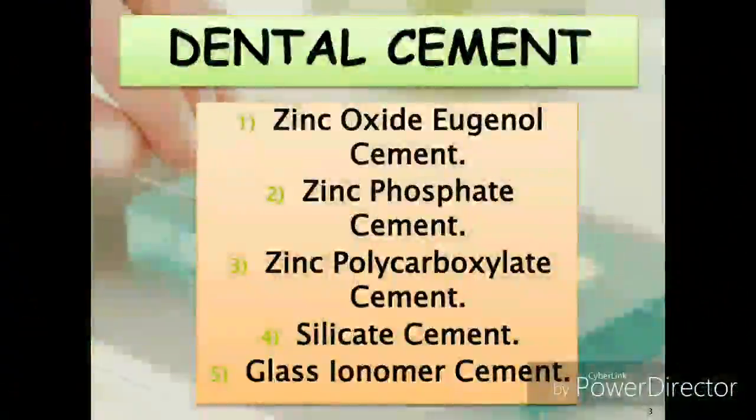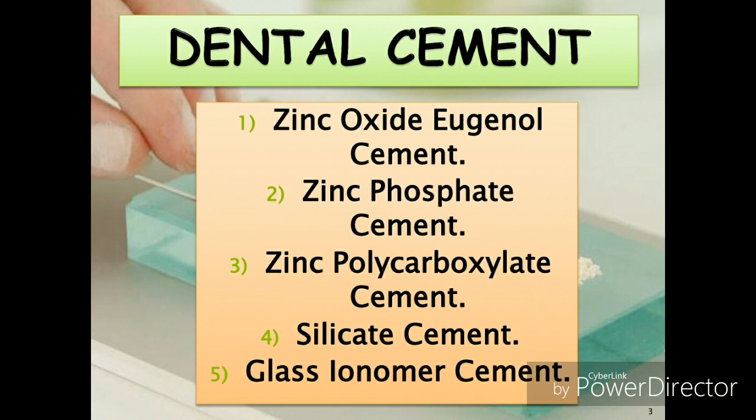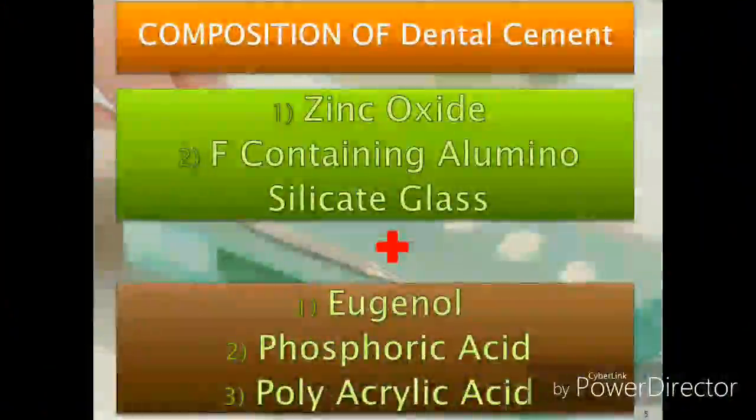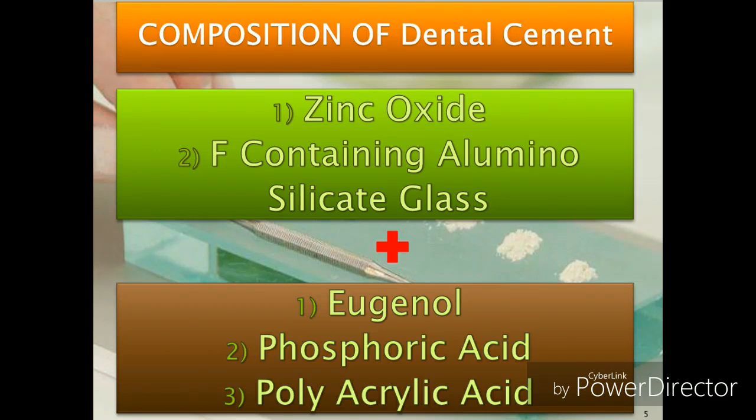So in this lecture, I am going to briefly talk about the basic composition of zinc oxide eugenol cement, zinc phosphate cement, zinc polycarboxylate cement, silicate cement, and glass ionomer cement. The composition of all these cements is basically a combination of powder and liquid components. So just keep in mind the two powder components, zinc oxide and fluoride containing glass cements, basically silicate glass cements. Keep these two powder components in your mind, and the combination of these powder components with different acids or liquid components is going to give us the composition of various dental cements.